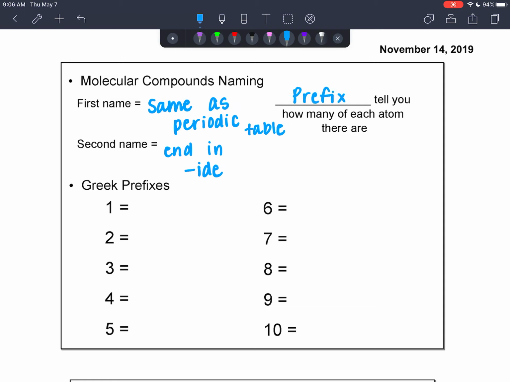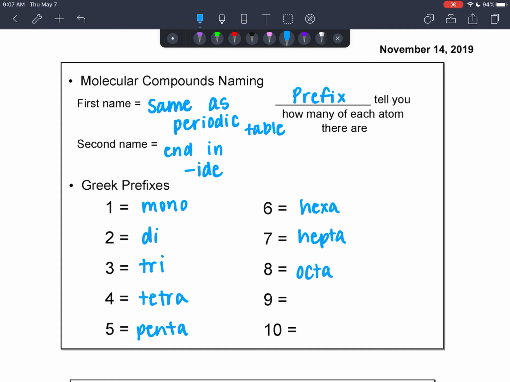Now, we're going to use this tool called a prefix. What a prefix is going to do is it's going to tell you how many of each atom there are. So if there's one atom, the prefix we're going to use is mono. 2 is di, 3 is tri, 4 is tetra, 5 is penta, 6 is hexa, 7 is hepta, 8 is octa, 9 is nona, and 10 is deca.